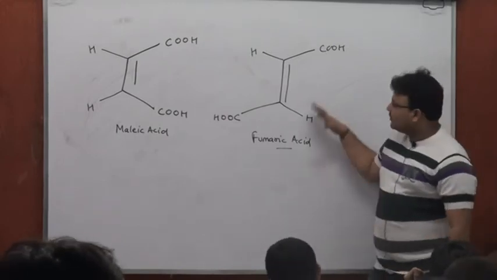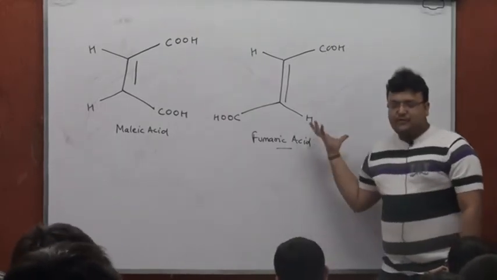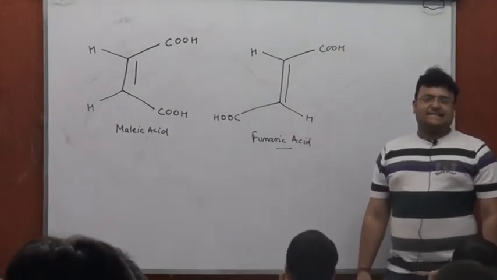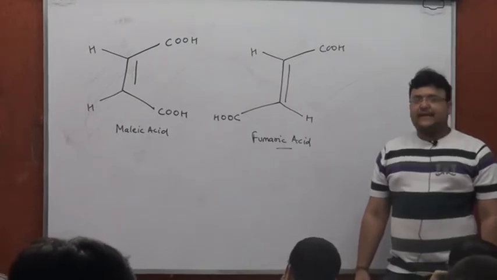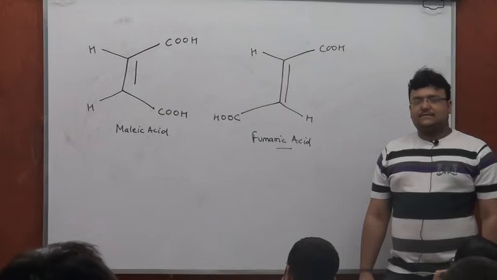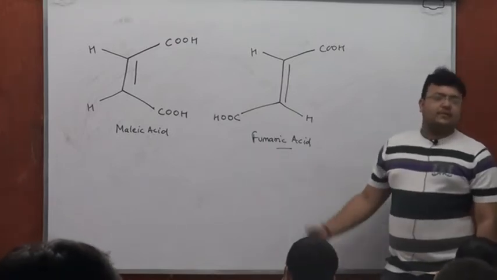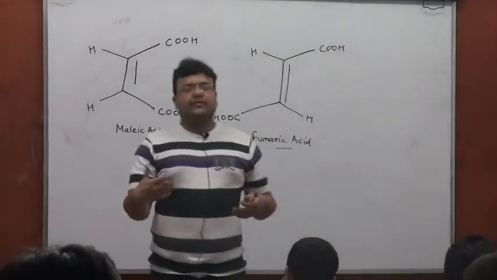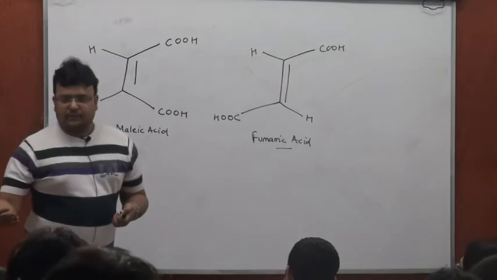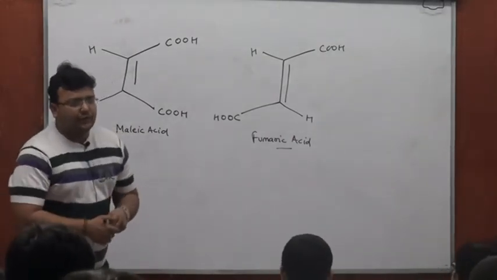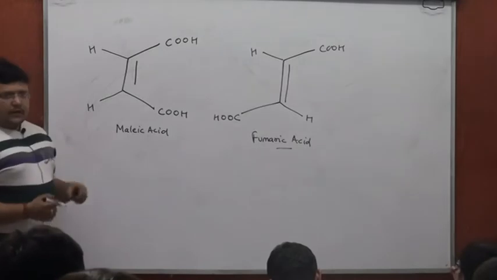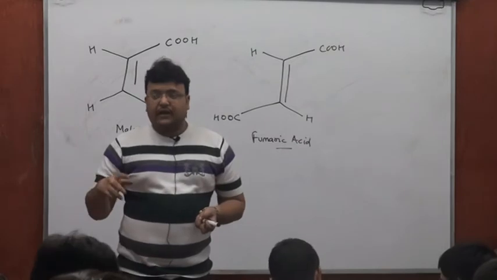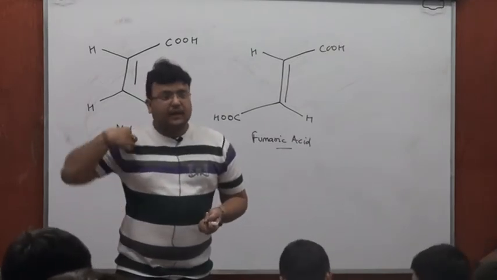When I was a student, I always thought it's trans, so it fumes. Fumaric. Now, if you treat both of them with a dehydrating agent, concentrated H2SO4, or actually P2O5 is a better choice. Diacids, if you have attended the class of nomenclature, can produce cyclic anhydride.